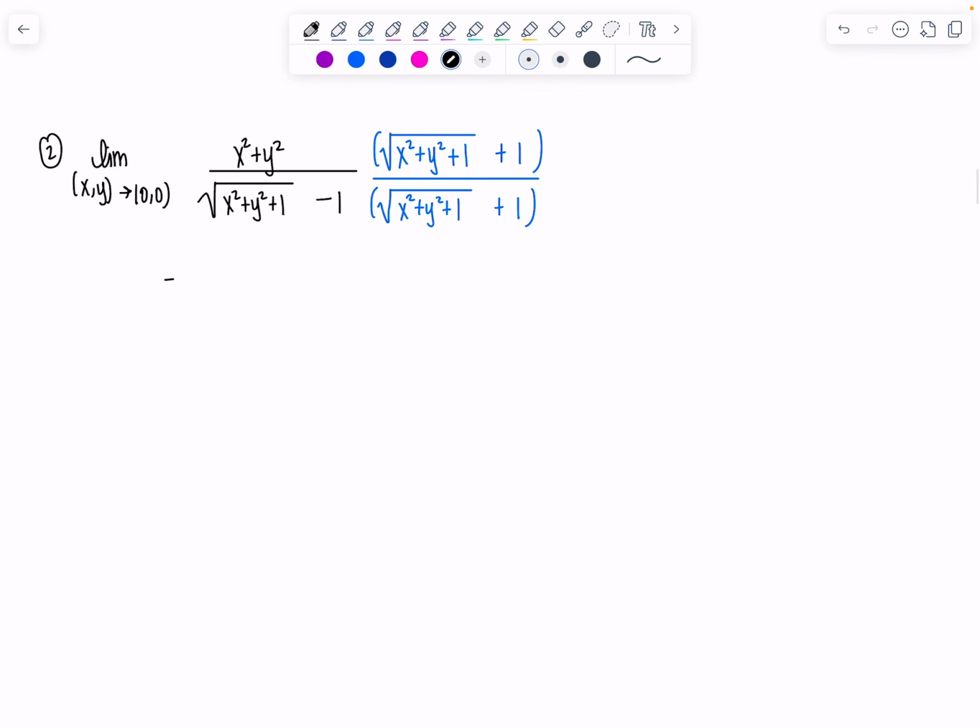Make sure you're writing limit (x,y) goes to (0,0) every step of the way. The equal sign is on the left of the limit. Sometimes my students put it in strange places.